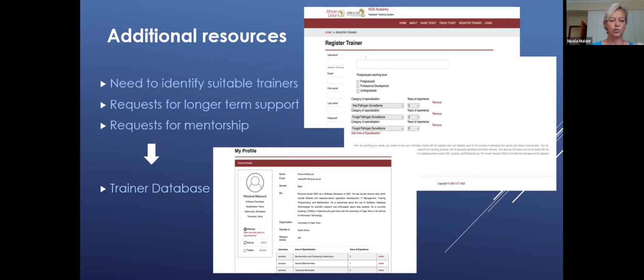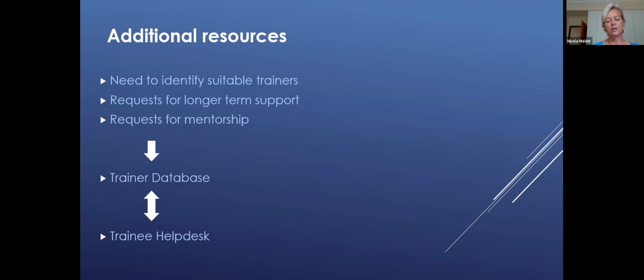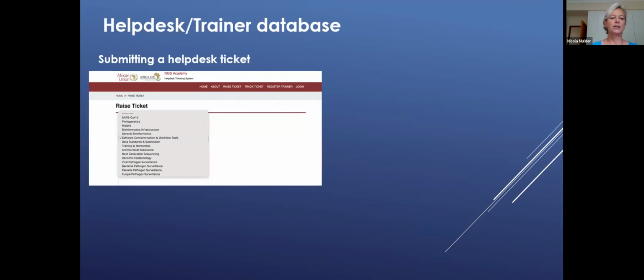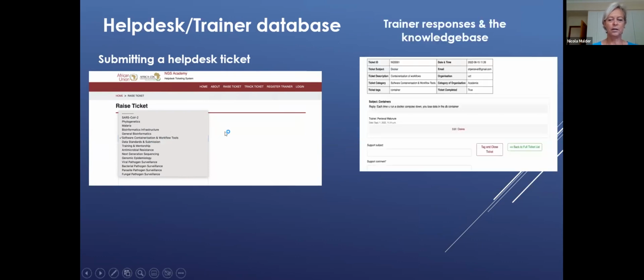So we have this database of trainers, and then we've now attached this to a help desk for trainees. So basically a trainee will come and say, oh, I've been doing some NGS on SARS, but I don't know how to run this pipeline. They can choose a category and then they can fill in a question about that particular category.